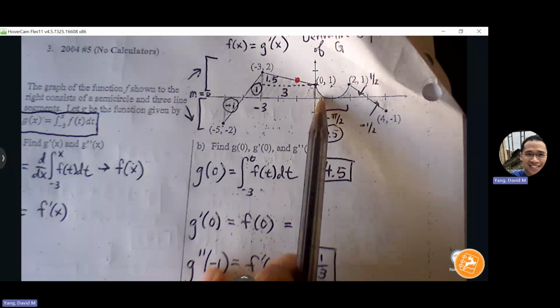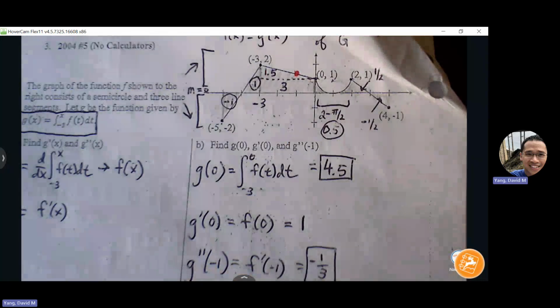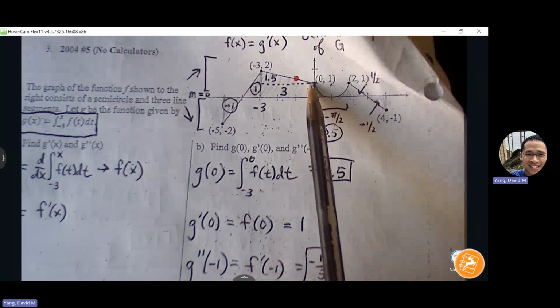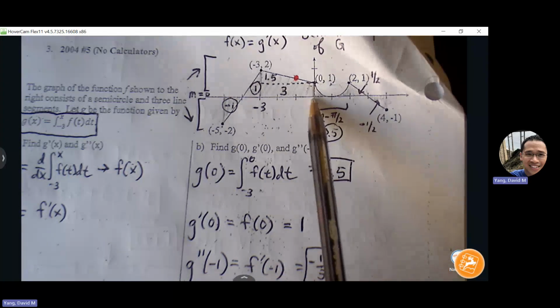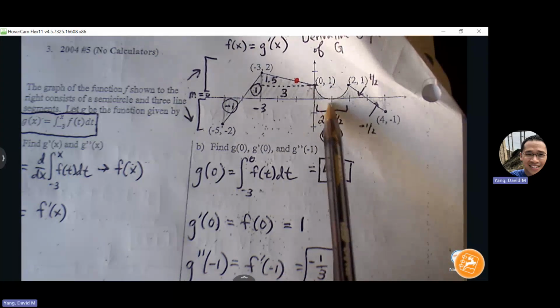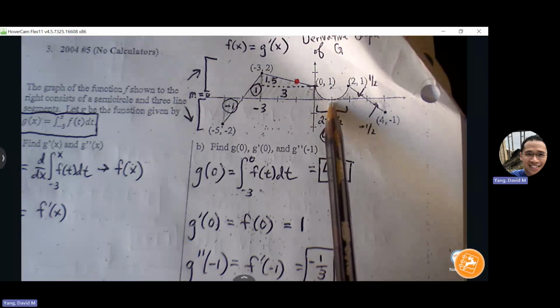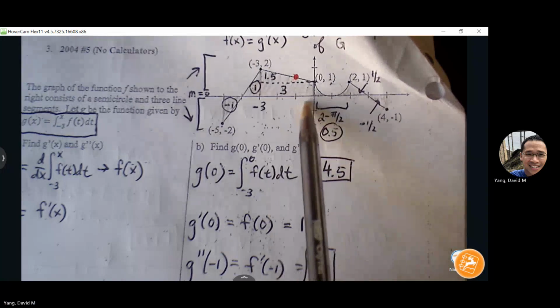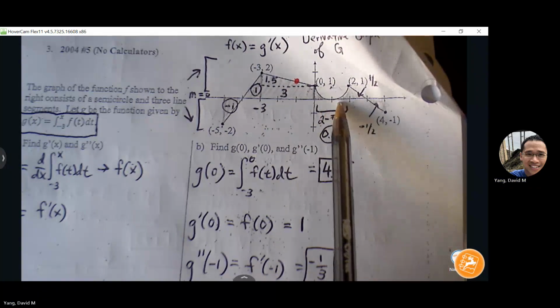0 is not quite. I know there's a sharp turn there, but it's not a peak or a valley, right? It's falling and it's continuing to fall. So 0 is not a relative max or relative min. Where else? Yeah, 1. 1 is a relative minimum. So that's going to be a point of inflection. And where else? And 2. Okay, so we have -3, 1, 2.